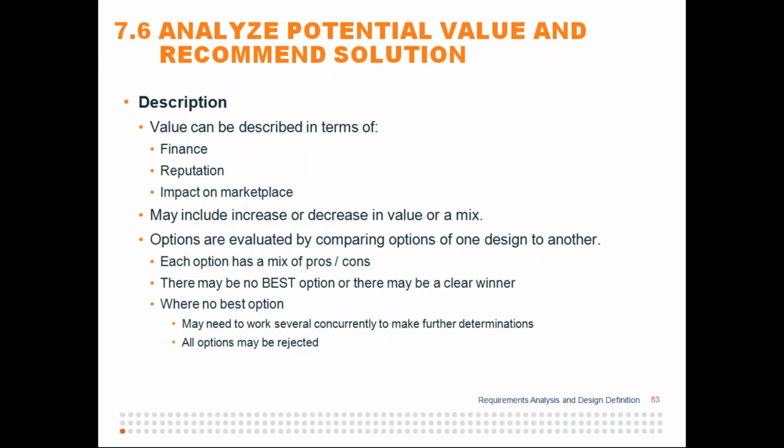All right, so options are evaluated by comparing options of one design to another. Then each has its pros and cons. In other words, if we're evaluating different options, we would make sure that we had our different criteria. We might put weights to those criteria. And then as we start to evaluate the different options, we might get demos, or if you work in an agile environment, maybe you're doing more prototyping or storyboarding or whatnot. But the bottom line is each has a mix of pros and cons. And so you're going to want to capture that.